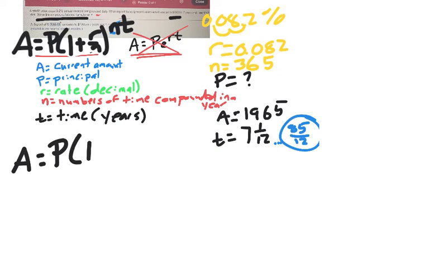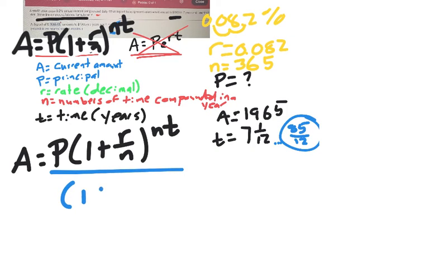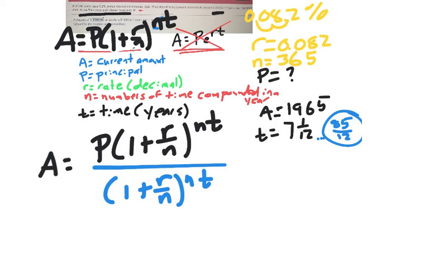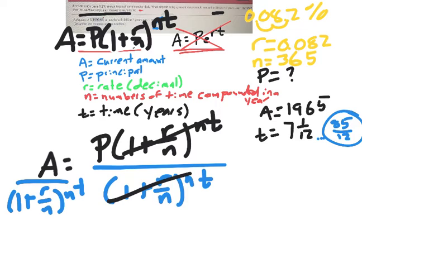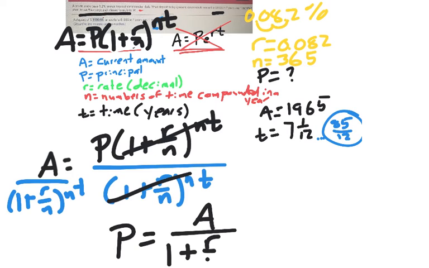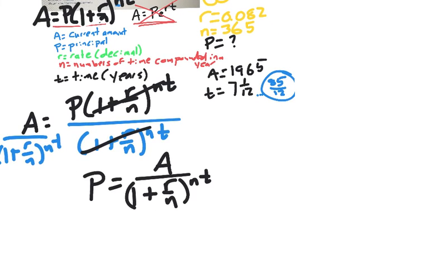So now to write the formula down, if I want to solve for P, I'm going to divide by 1 plus R over N raised to the NT on both sides, because that's being multiplied by my P, which I'm trying to now isolate. Okay, so these cancel over here, and now I'm left with P equals A over 1 plus R over N all raised to the NT. And now that I have P isolated, I'm just plugging in.